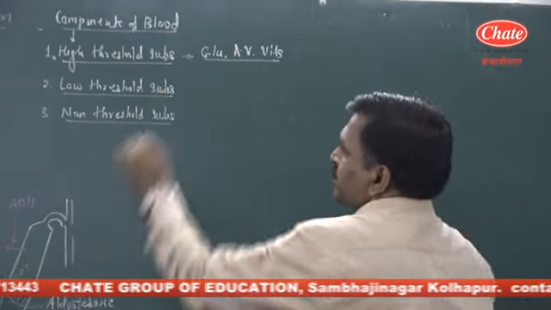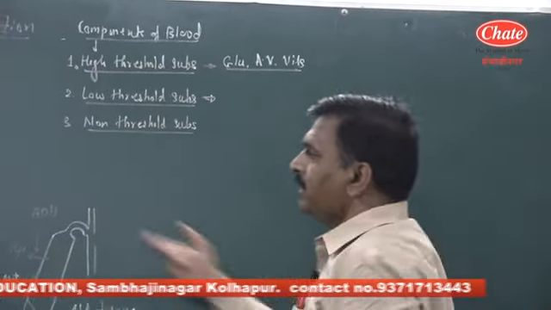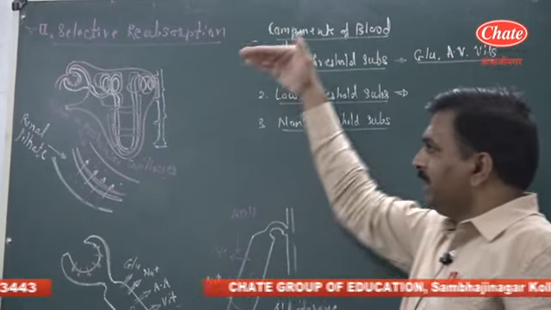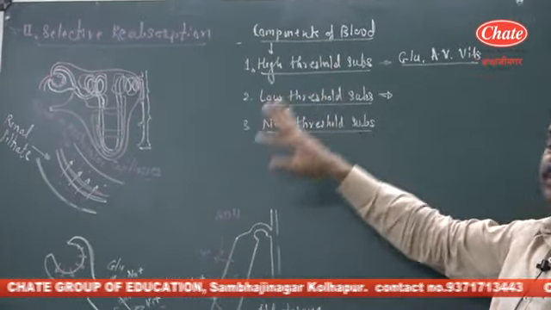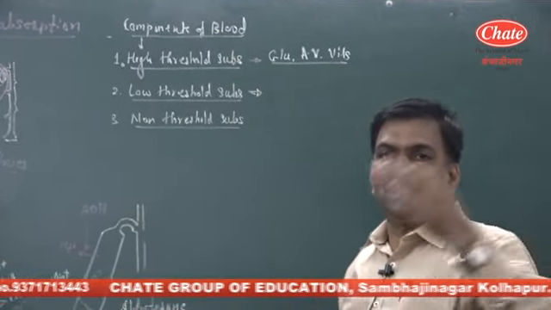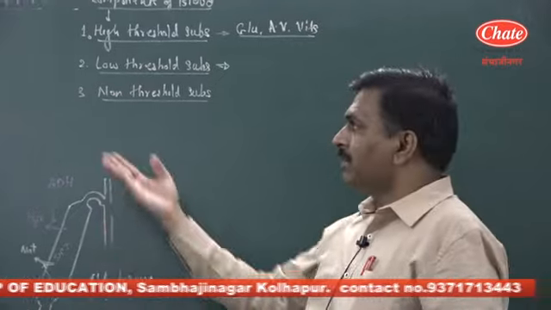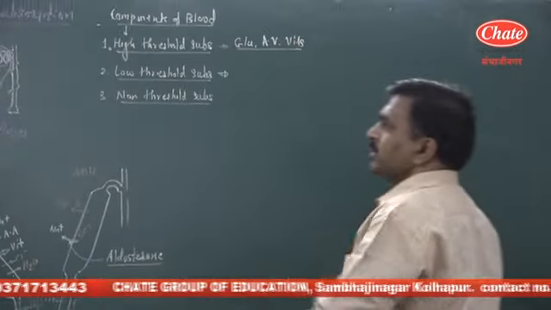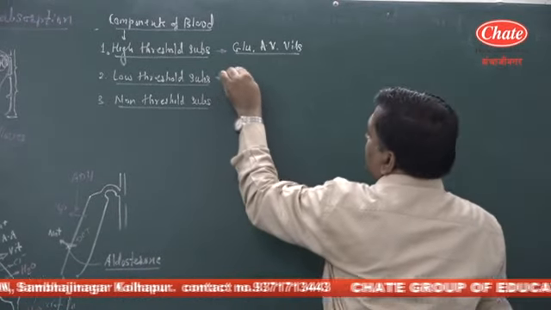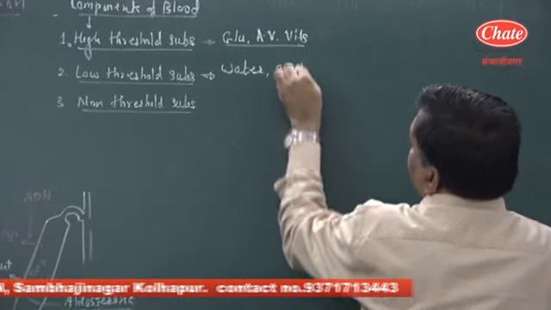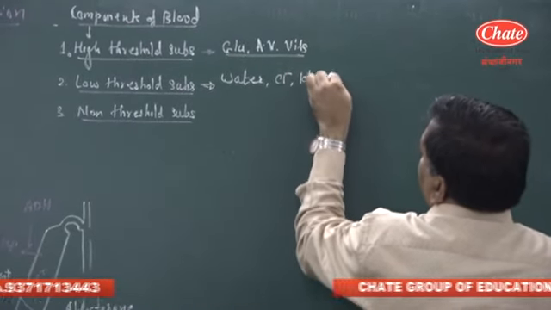Then low threshold substances: the substances of renal filtrate which are reabsorbed on the basis of their requirement, the excess being eliminated from the body, while the essential percentage of the substances is reabsorbed back. So they are termed low threshold substances, like water, then Cl minus ions, K plus ions, Na plus ions.